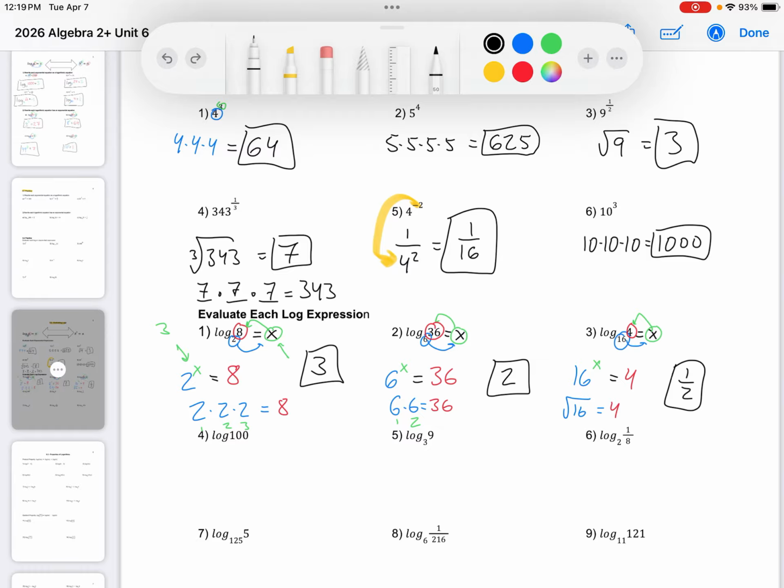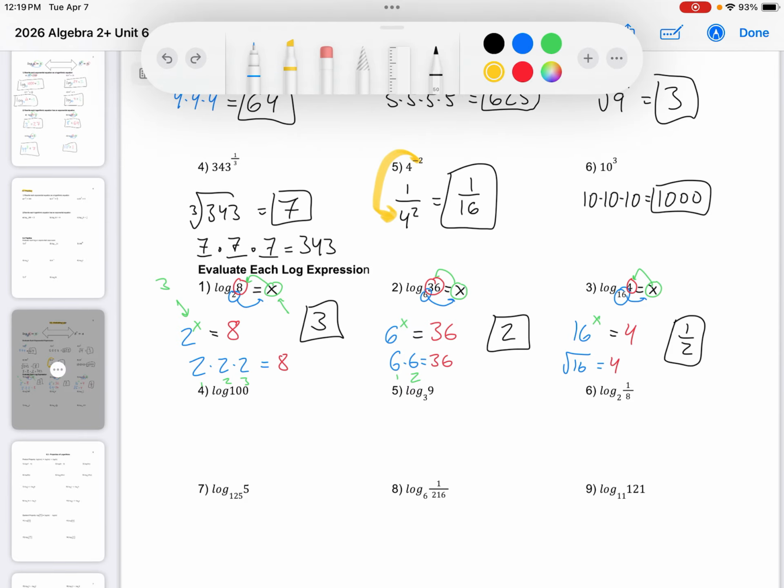Okay, on to number 4. On number 4, there's one thing that we need to note. Here it says log of 100. And you might notice we are missing something. We don't have a base. There's no base written down here. When you are working with a logarithm, if there is no base written, there is an invisible or implied 10. Log base 10. So if you don't see a base written, it is a 10.